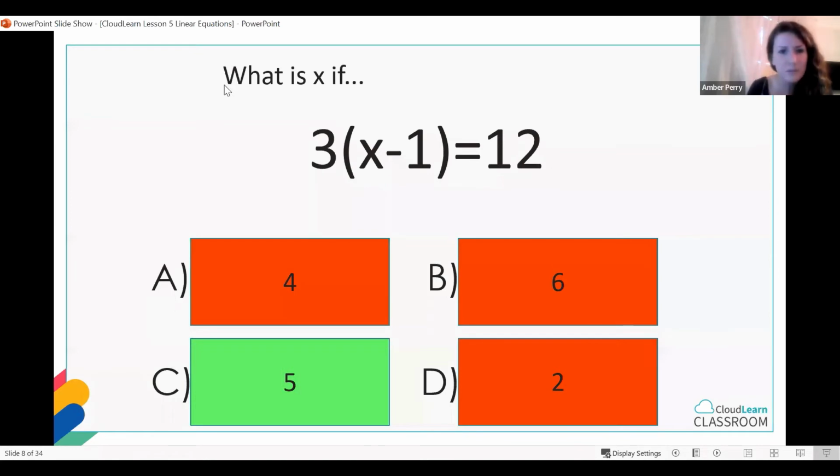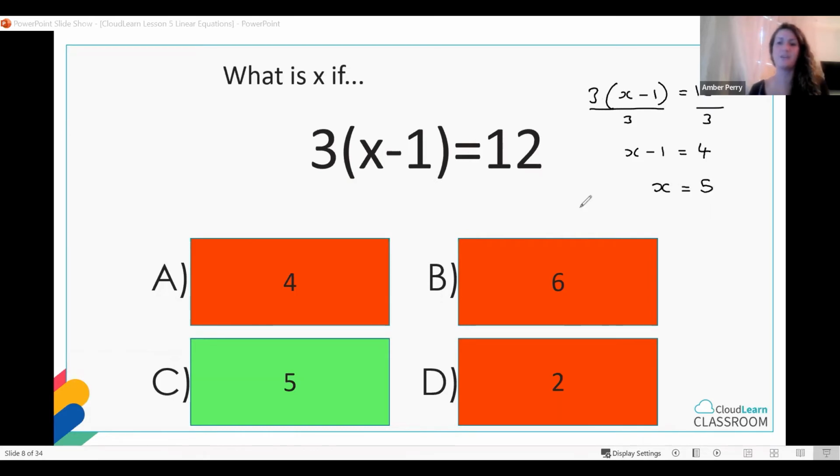So we did have one person make an error there. So what I'll do is just go through it quickly. We've got 3 times x minus 1 equals 12. Dividing both sides by 3. We've got x minus 1 equals 4. And then adding the 1 to both sides, x is equal to 5. Let's put another one up.